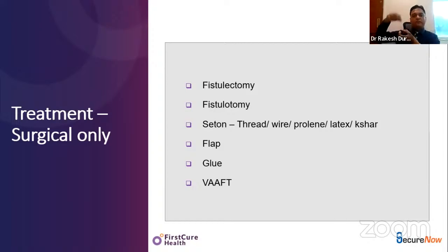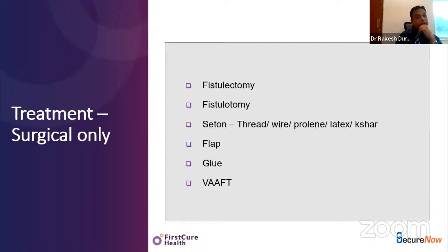Then there is a seton. We put in a thread from here to there. This can be a simple thread, any kind of metallic wire which people used to use, or the Prolene suture, or a latex feeding tube, or any other kind of very thin tube. Or it can be a Shar, Shar meaning Shar Sutra.